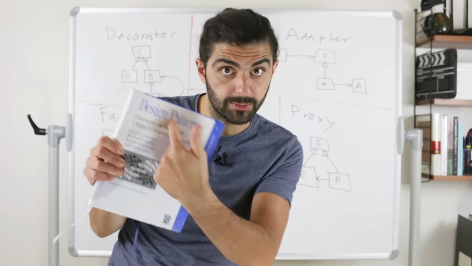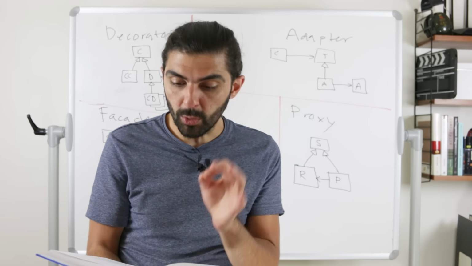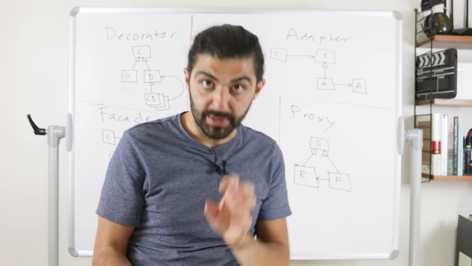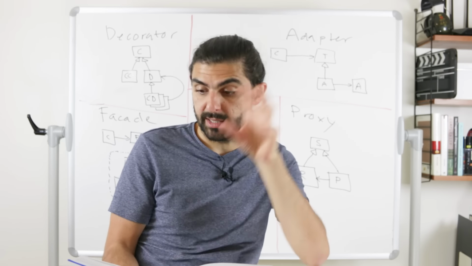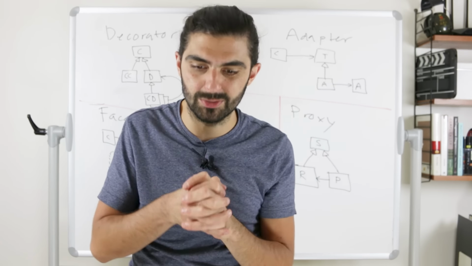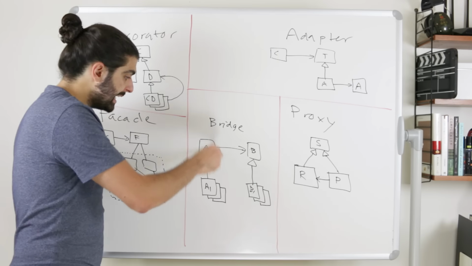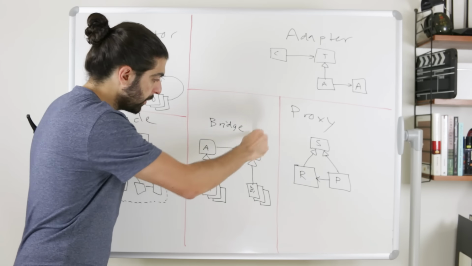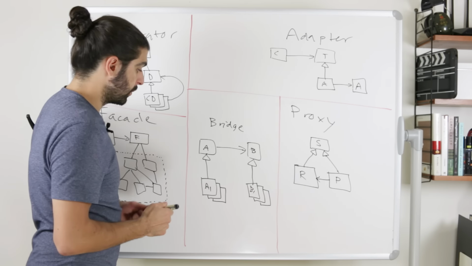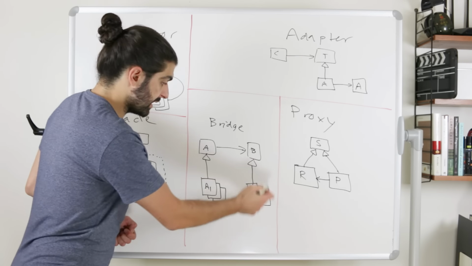The definition of a bridge pattern we'll get from this book, Design Patterns, Elements of Reusable Object-Oriented Software. The intent of the bridge pattern is to decouple an abstraction from its implementation so that the two can vary independently. And if you've seen my video on bridge pattern, you know I kind of think that definition is a bit strange. The way I like to think about bridge pattern is this way. We have two inheritance hierarchies, or two polymorphic hierarchies, and we want them to be able to vary independently. So we want to be able to take anything of type A and combine it with anything of type B.